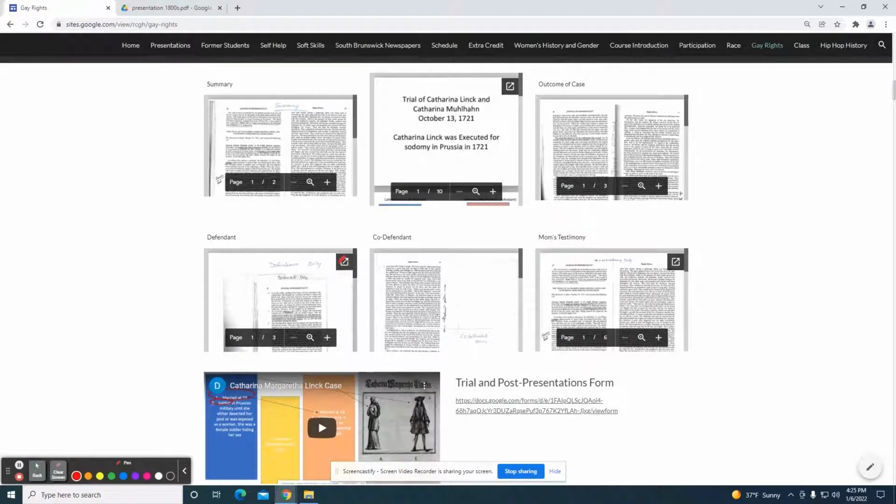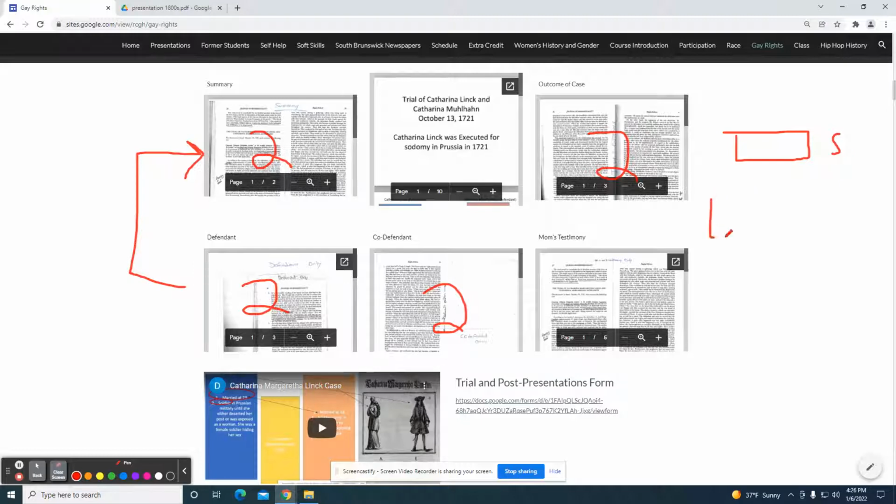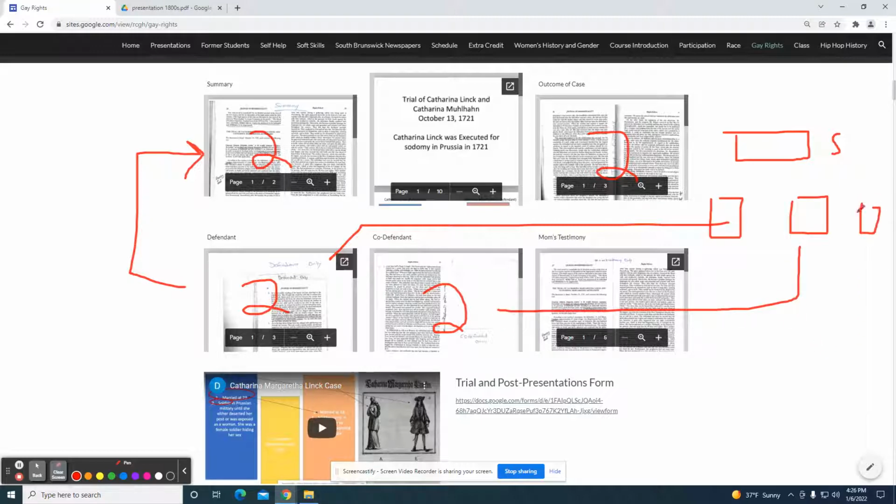Depending on which group's assigned, these might be broken up. There'll be 2 students looking at the defendant, 2 students looking at the co-defendant, and then 2 students will complete these 2 readings. I do suggest that every student completes the summary so we get an idea of what this case is about. Then the first 2 presenters will go up, and they're going to do the summary. And then we'll hear from maybe the defendant. After that, we'll hear the co-defendant. And then after, we'll hear the mom's testimony.